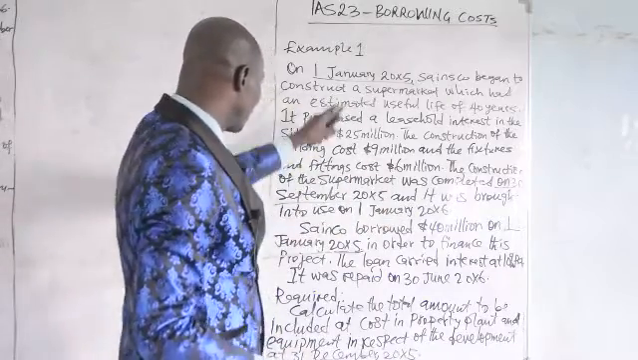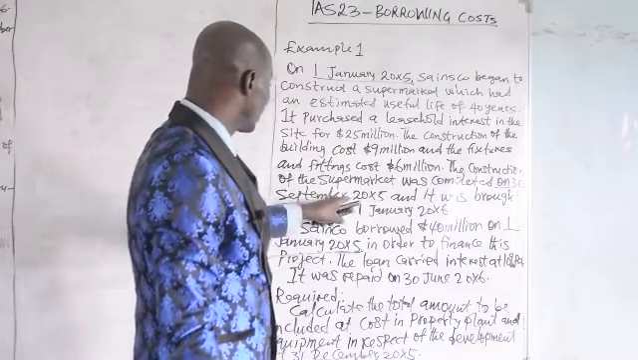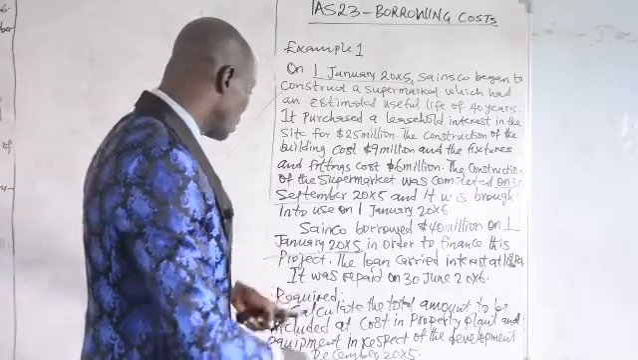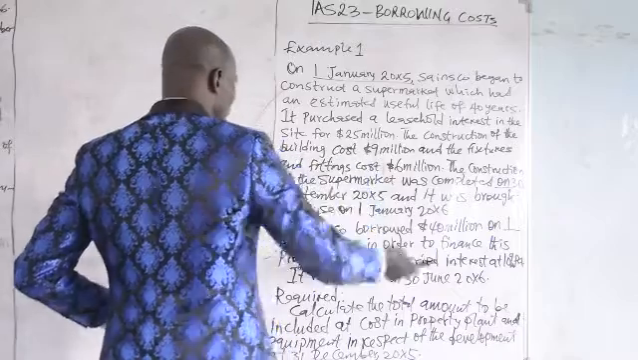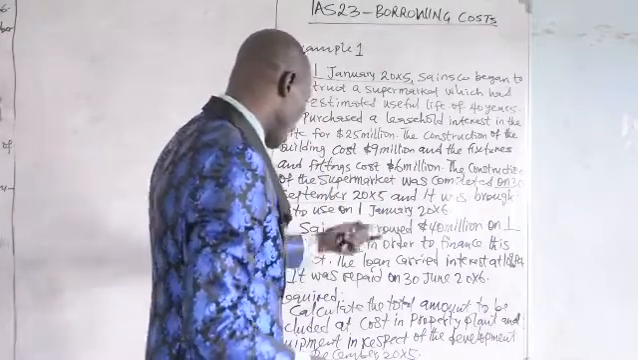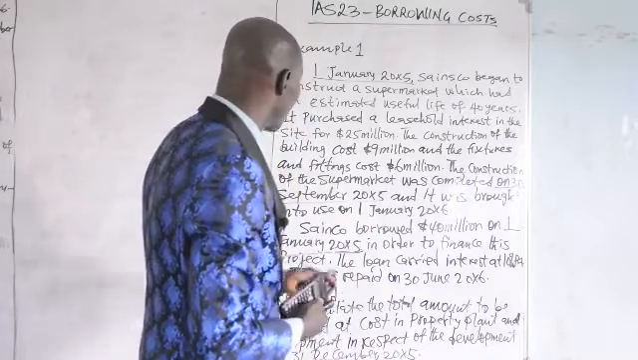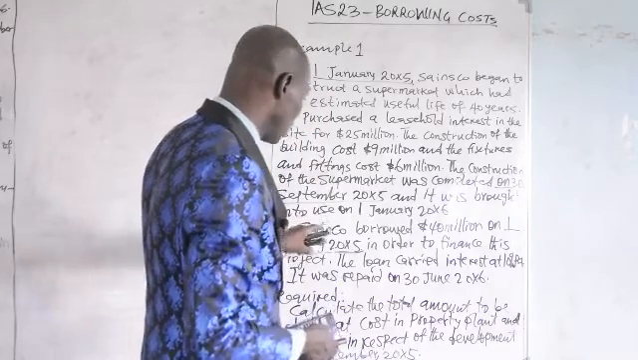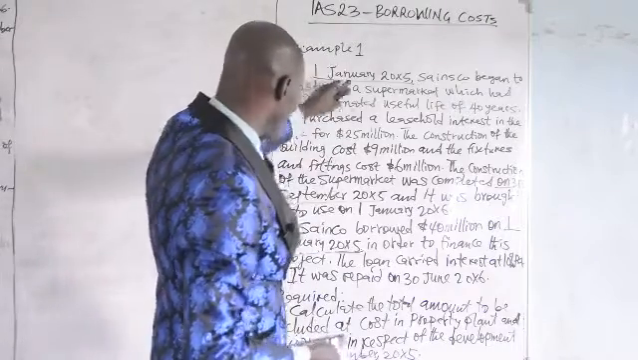Capitalization will commence as at 1st of January 2005, while the cessation of capitalization will be as at 30th of September 2005. So you also check if there is any period or months between those dates in which the borrowing cost should be suspended. And there is no information as regards that. So that means the period of capitalization will be from January 2005 to September 2005, which is 9 months. So you are going to capitalize the borrowing cost for 9 months.